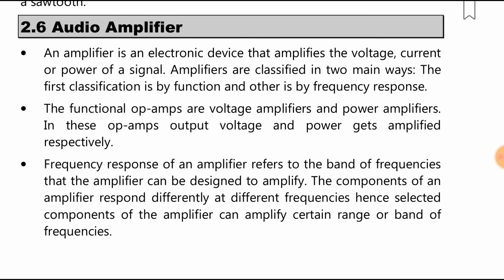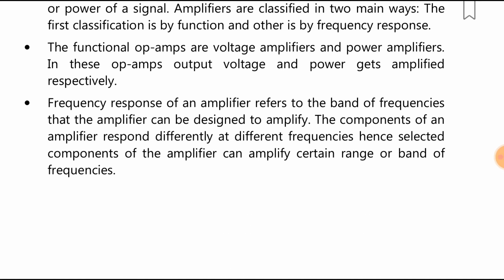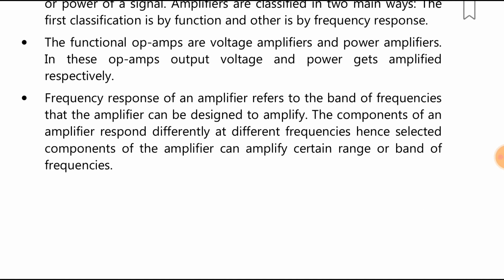Now we will see the audio amplifier. The name itself indicates that an amplifier is an electronic device that amplifies the voltage, current and power of a signal. Amplifiers are classified in two main ways. The first classification is by function and the other by frequency response. The functional amplifiers are voltage amplifiers and power amplifiers. In these amplifiers, output voltage and power get amplified respectively.